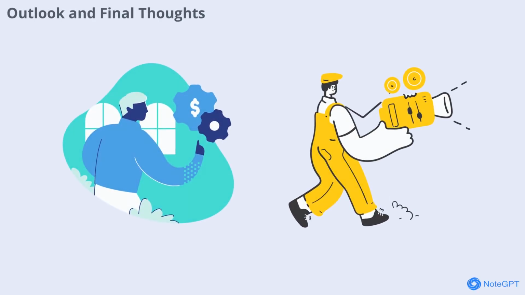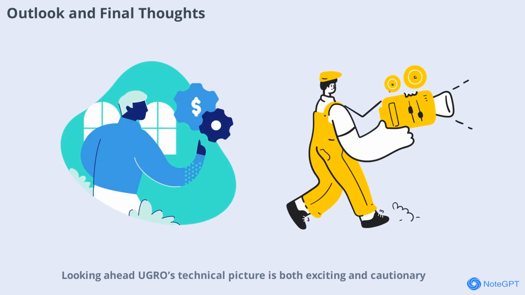Looking ahead, UGRO's technical picture is both exciting and cautionary. A strong uptrend and high momentum could lead to further gains, but overbought signals and high volatility mean that corrections are possible. For those considering a position, it's important to stay disciplined, monitor key indicators, and adjust strategies as new data emerges.